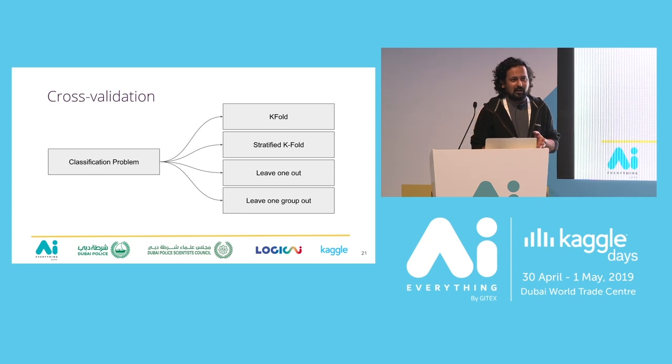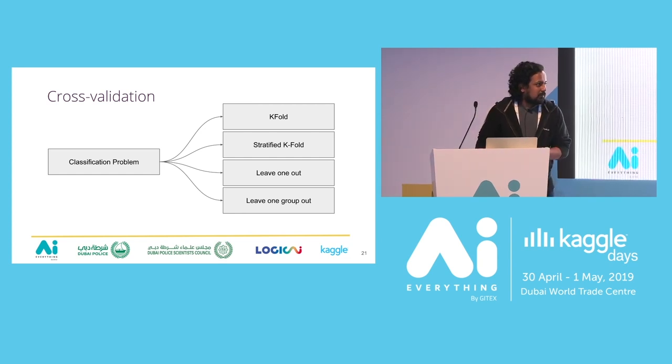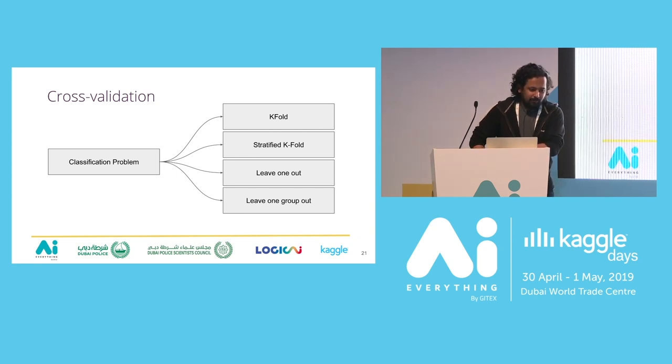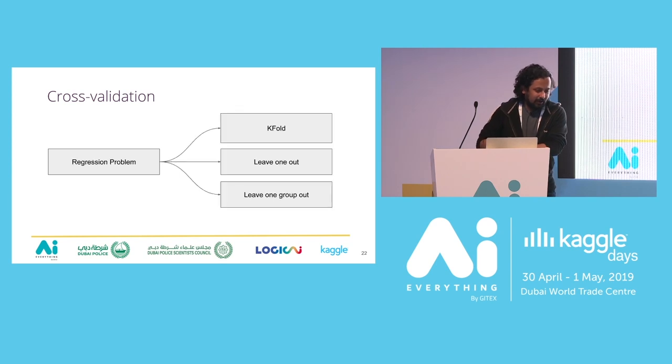Then you have leave one out when you have a very small number of samples, like 50, 60 samples. You should go for leave one out. And then you have leave one group out. Let's say you have some categories on which you want to group the folds. You can use leave one group out. People call them LOO and LOGO. Then for regression, you can also use K-fold, leave one out, or leave one group out. There is no stratified, it's not possible. But you can obviously write something which gives you the same distribution of target in every fold. That will be kind of stratified.